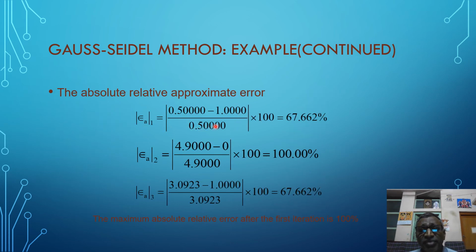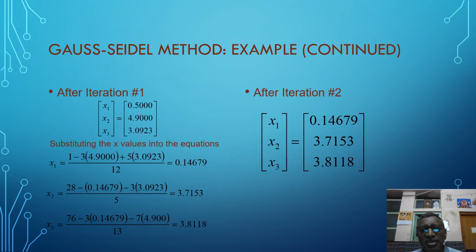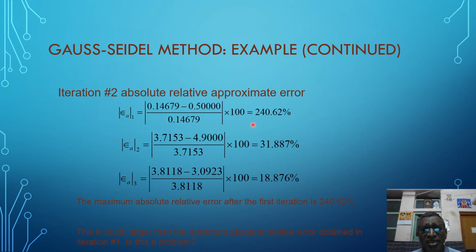So you see that after the first iteration, the error we computed is 67 percent in the case of the first variable, 100% in the second variable, and in the third variable 67.662. So again you go for the next iteration, and substituting here, I am getting the values 0.14679, 3.7153, 3.818, and so on. So this is after the second iteration. And if you see the error, it is 2.240 in the first case, the second variable 31, and the third variable 18. So you see that there is a drastic decrease in the error we are committing.